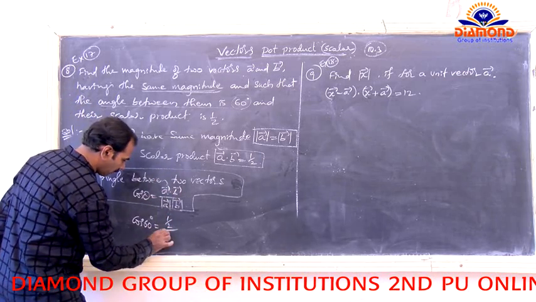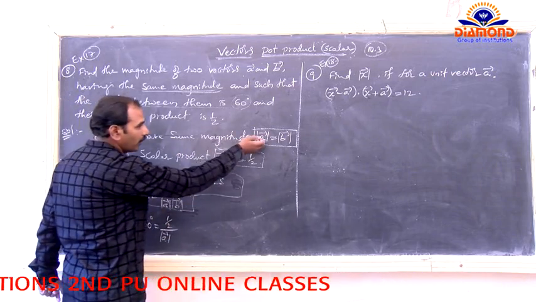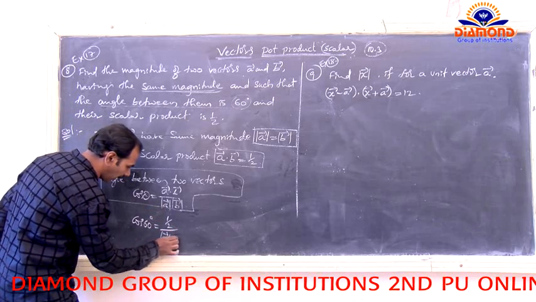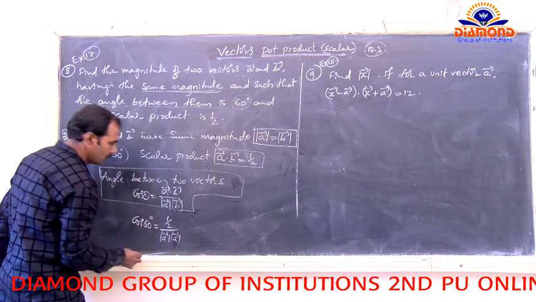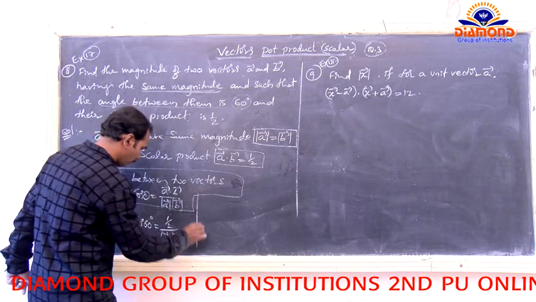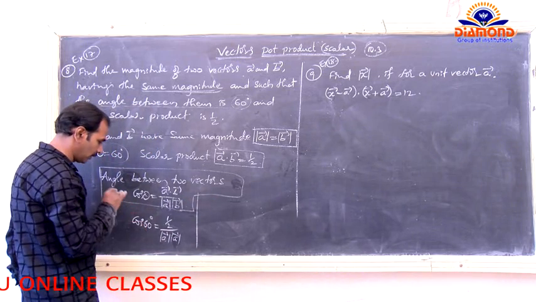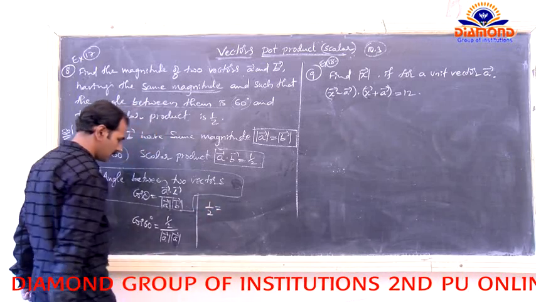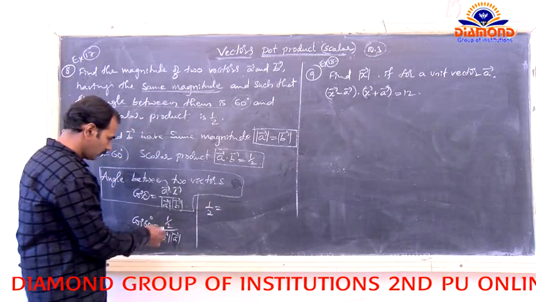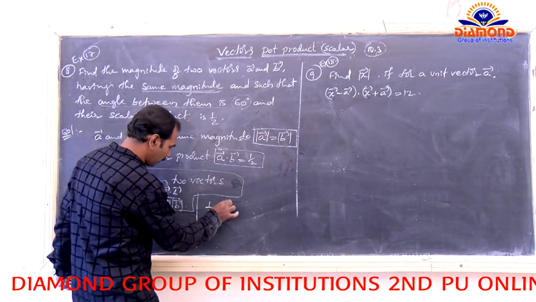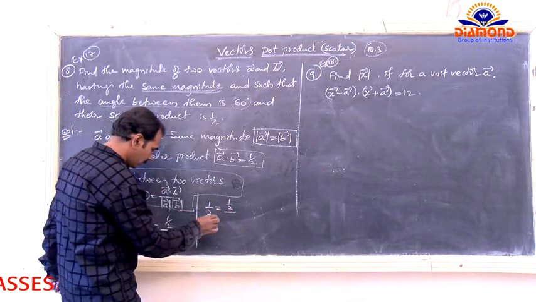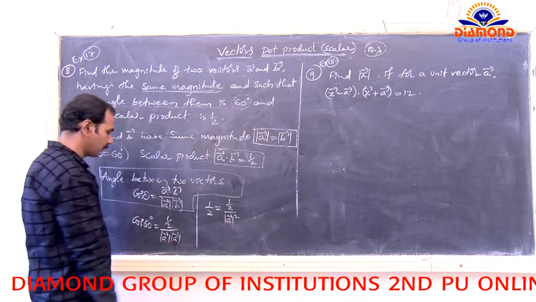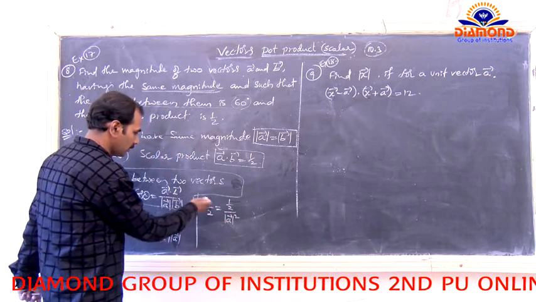Magnitude of A equal to magnitude of B. Same magnitude means it is also magnitude of A. Now you take here. So what you get? Cos 60 value is 1 by 2. Cos 60 is nothing but sin 30. So 1 by 2, again 1 by 2 divided by magnitude of A square, magnitude of A into magnitude of A, magnitude of A square.